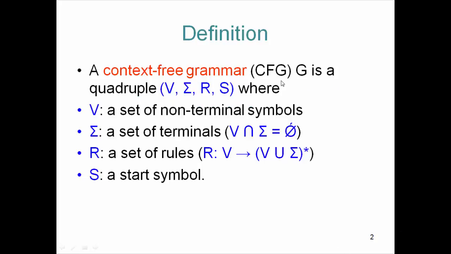Context free grammar is defined as a quadruple V, sigma, R, and S, where V is a set of non-terminal symbols, sigma is a set of terminals where the intersection of V and sigma should be phi. That means there should not be the same symbol in set V and set sigma. R is a set of rules. S is the start symbol. The set of rules can be mapped from V to the closure of the union of V and sigma.